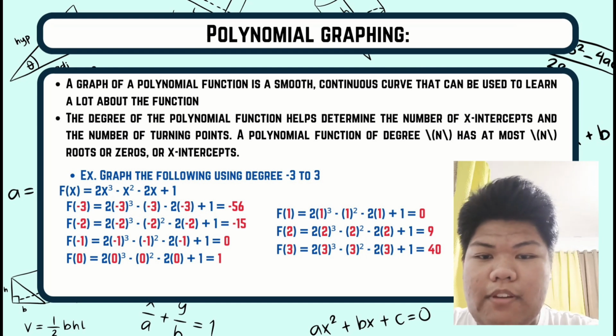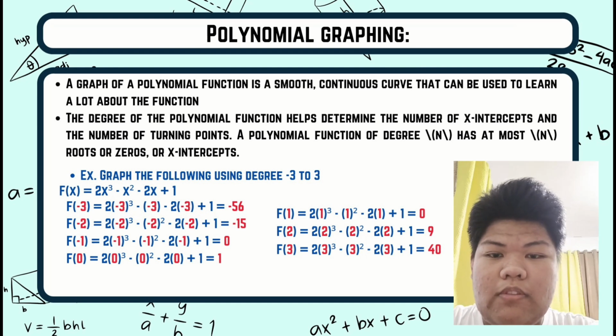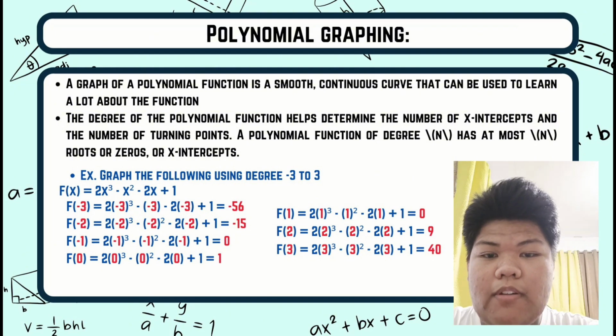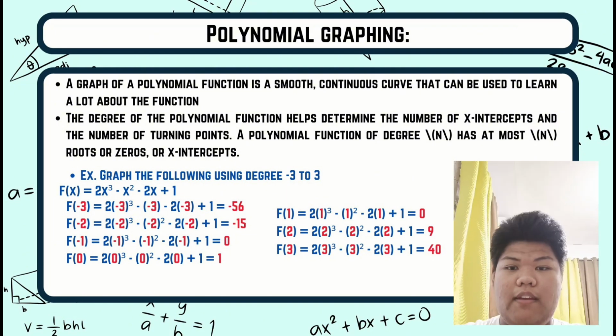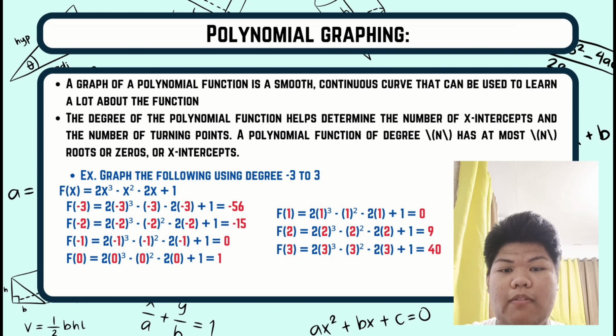f(-3) is equal to 2 times negative 3 raised to the third power minus negative 3 raised to the second power minus 2 times negative 3 plus 1, which is equal to negative 54 minus 9 plus 6 plus 1, which is equal to negative 56. Second, f(-2) is equal to 2 times negative 2 raised to the third power minus negative 2 raised to the second power minus 2 times negative 2 plus 1, which is equal to negative 16 minus 4 plus 4 plus 1, which is equal to negative 15.